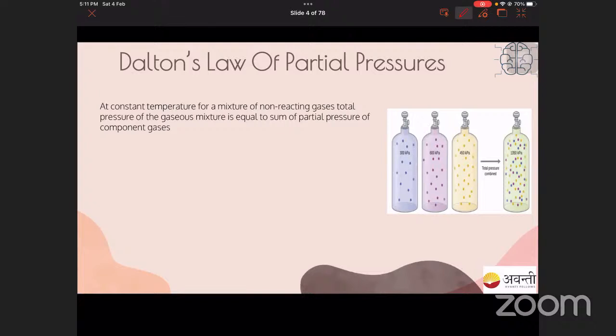Now, what does Dalton's law of partial pressure say? At constant temperature, for a mixture of non-reacting gases, remember, non-reacting gases, the pressure of the gas mixture is equal to the sum of the partial pressures of the component gases. How is it saying that?